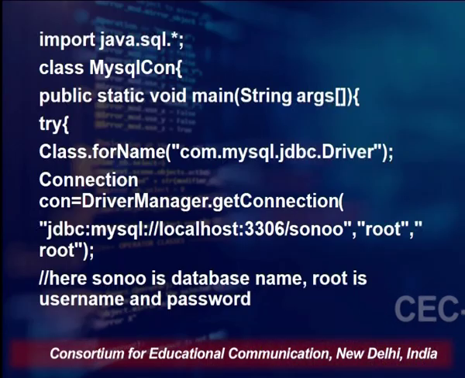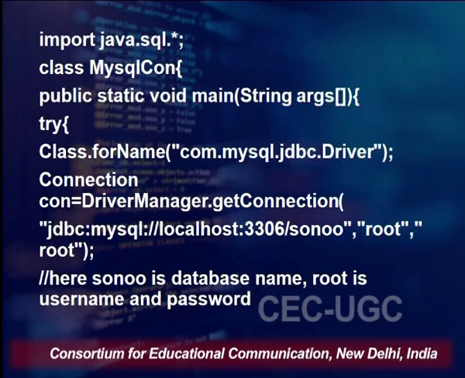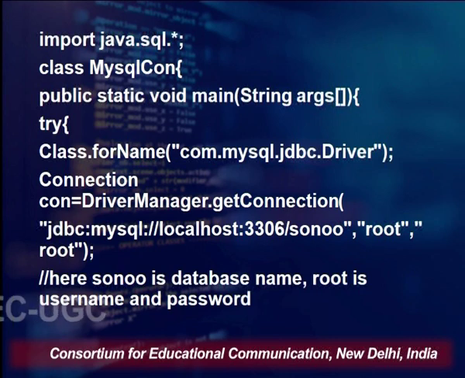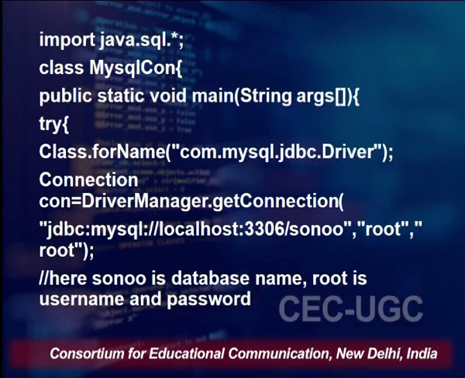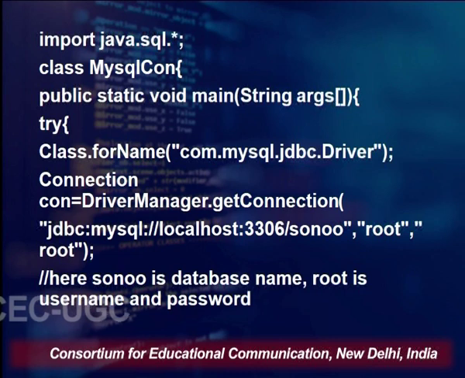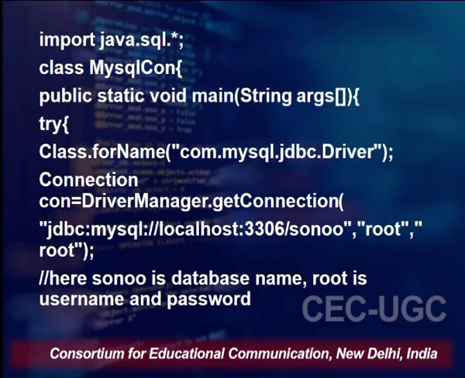And as the name indicates, DriverManager.getConnection, the first parameter is jdbc:mysql://localhost:3306/sono. I have explained this in detail: sono is the name of the database, 3306 is your port number, localhost is the name of the server, and then JDBC and MySQL. Root is the username, then root is the password. We can also change whatever password, databases or usernames we have.